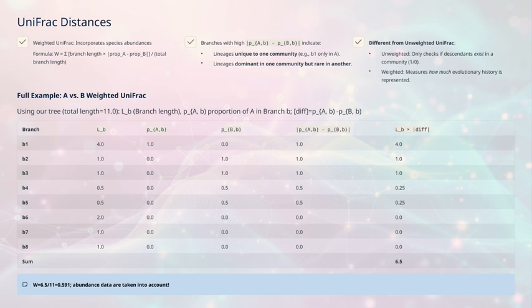In contrast, some branches, like B6, B7, and B8, have no difference at all because their descendants are either in both communities or in neither, so they contribute 0. When you sum all these contributions, in this example, the total weighted difference is 6.5. Dividing by the total tree length of 11, we get a weighted UniFrac distance of approximately 0.591. This example highlights how incorporating abundance data gives us a nuanced view of community differences, linking evolutionary history with community structure.